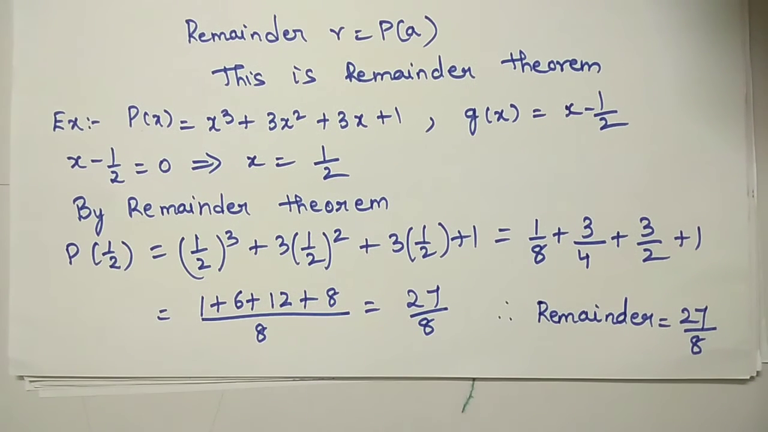If they give any linear polynomial and a polynomial p of x, and ask to find the remainder, simply substitute the value of x there, and you will get the remainder. Now let us go into the factor theorem.